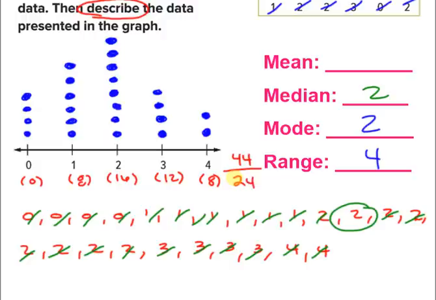24. And that's going to give me 1.83 repeating. And so I'm going to round it to the 100th, 1.83.